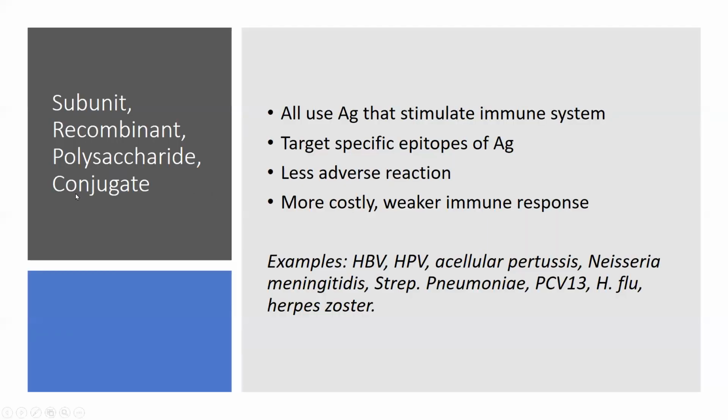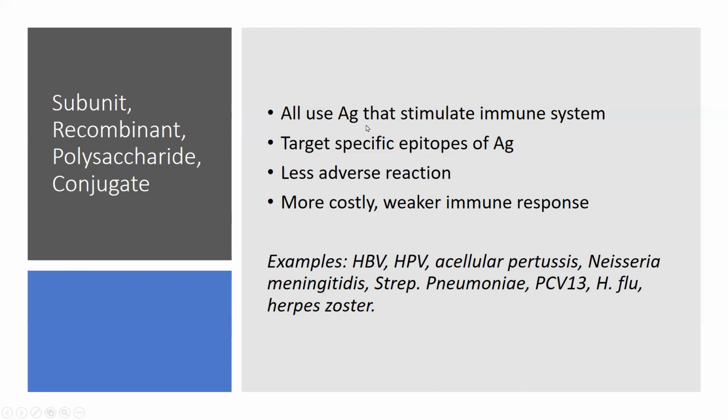Subunit, recombinant, polysaccharide, conjugate, all of these use antigens from said bacterial or viral component that stimulate the immune system. They'll target specific components of those antigens. It's less of a severe reaction because it's not the full virus, live or dead, but it's more expensive and a weaker immune response. This is your Hep B. This would be your meningitis vaccines, your pneumonia vaccines. Both these are pneumonia, meningitis for these two. Shingles vaccine. They're all recombinant, polysaccharide, conjugate, subunit.